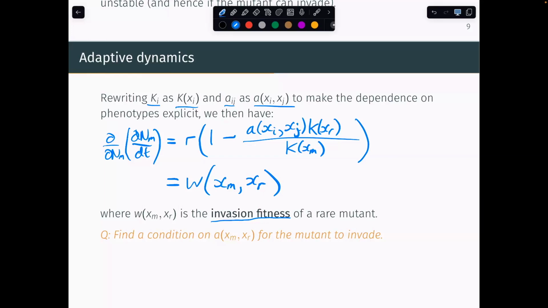Yes. So for the A term in this, are we going over all j? Oh, sorry, I put x_i's and x_j's there. My apologies. It's because I was talking about a_i's and a_j's. This should be x_M, x_R. Thank you. So this is the effect of phenotype x_R, my resident phenotype, on my mutant phenotype. Thanks for spotting that.